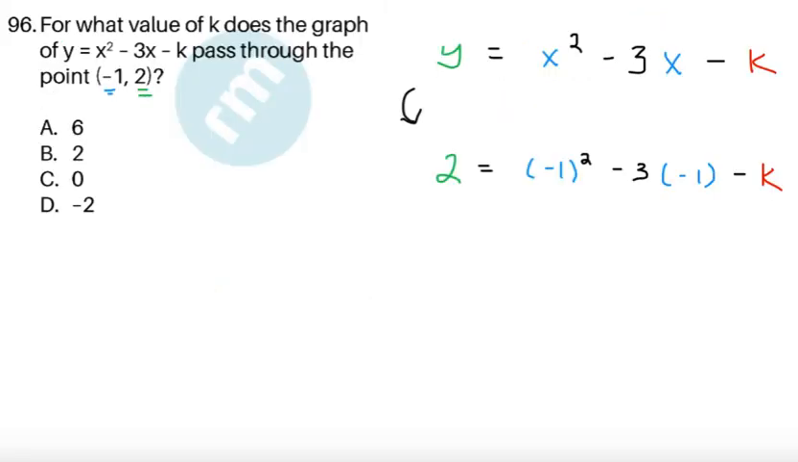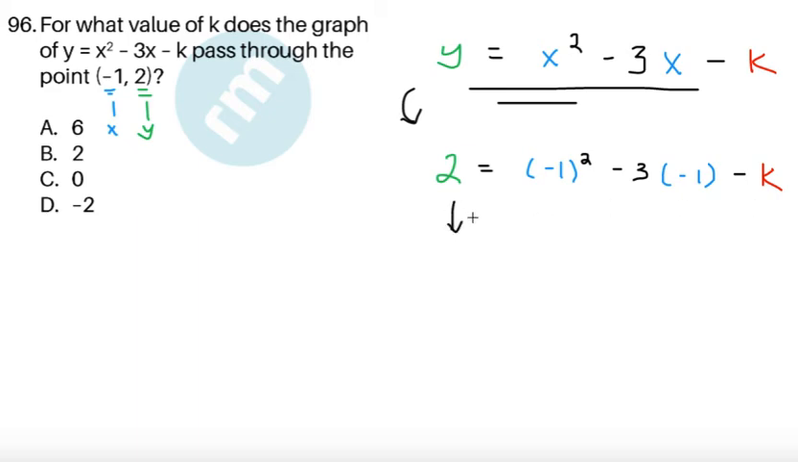Item 96. For what value of k does the graph of y equals x squared minus 3x minus k pass through the point negative 1, 2? Now negative 1, 2 is of the form x, y. So x here is negative 1, and y here is 2. We can substitute this into the given equation. So 2 equals negative 1 quantity squared minus 3 times negative 1 minus k. And all we have to do is solve for k.